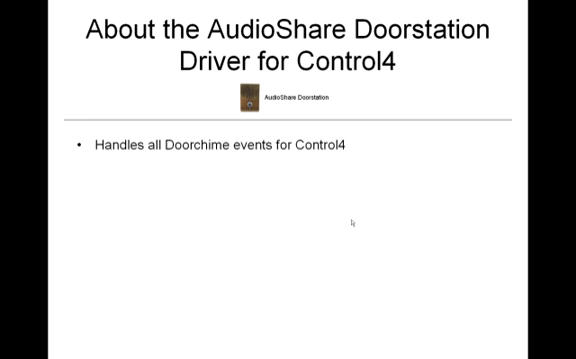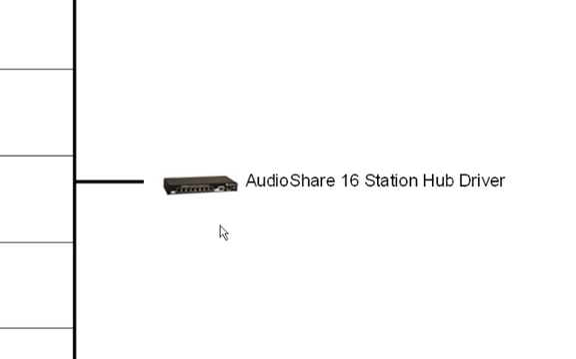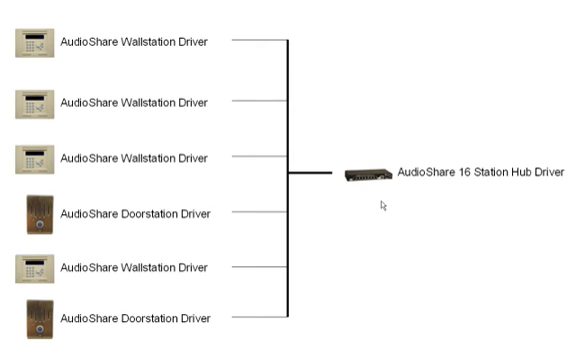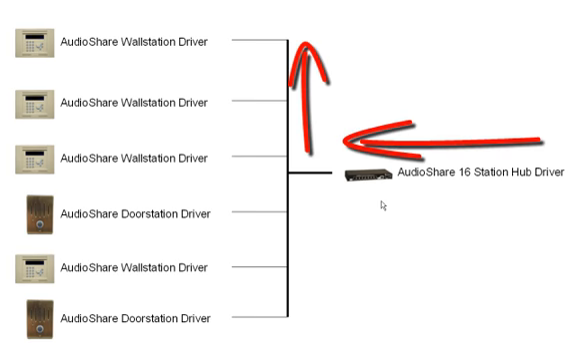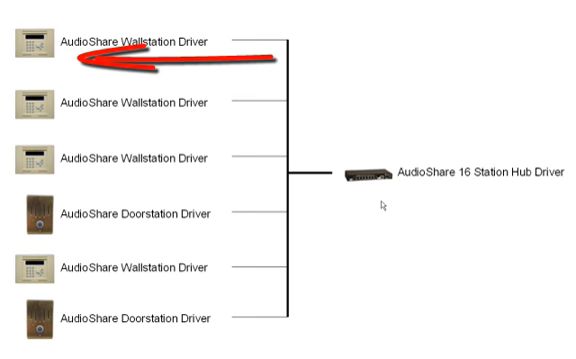Now let's look at the overall communication between drivers. As I mentioned before, the AudioShare Hub driver is the actual central coordinator, and it also takes care of all communication between Control4 and AudioShare, the actual physical connection over Ethernet or serial cables in the future. So anytime a wall station on the AudioShare system wants to communicate to its wall station driver, it will actually go through the AudioShare Hub driver. The same thing is true for the Door Station driver.